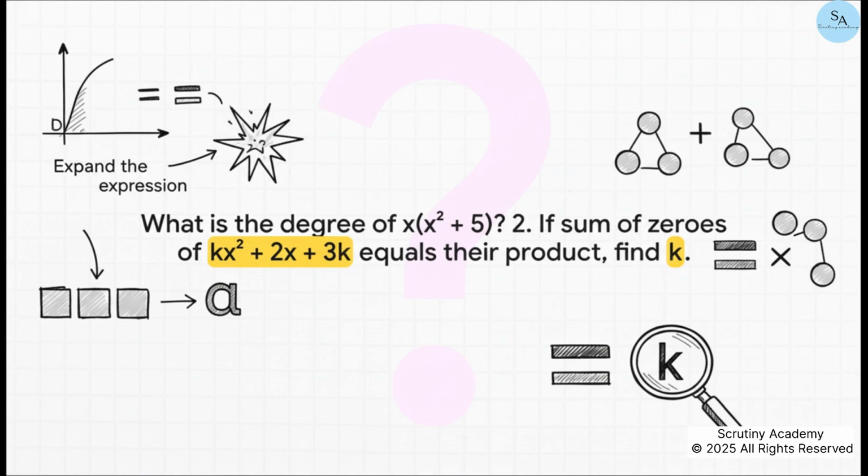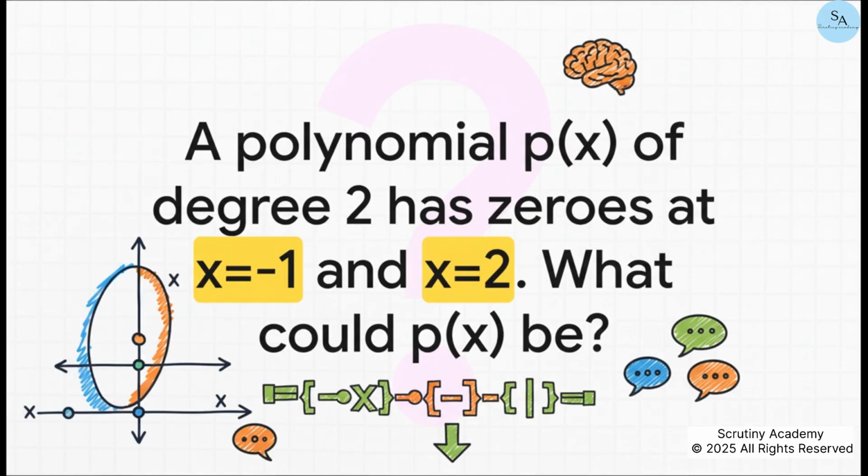For question 2, this is a classic. Just set up the formula for the sum, set it equal to the formula for the product, and then solve for k. You've got this. And for our final boss question, a little twist. This time, I'm giving you the zeros, and your mission is to work backward to find the polynomial. Think about how factors are related to zeros.